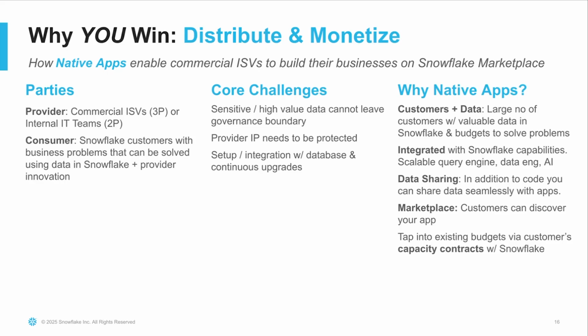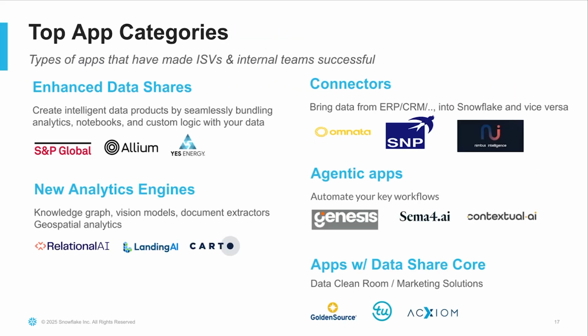Fourth, we offer a marketplace where customers can discover your applications and install from there. And then the fifth but very important piece of the puzzle is that we have existing contracts with customers, where customers have signed up for some capacity and paid money to Snowflake, and you can use a portion of that, which is already budgeted, to provide additional functionality via native app and monetize it. So you are tapping into existing budgets instead of waiting for the customer to ask their finance department for more budget and not doing anything until it's approved.